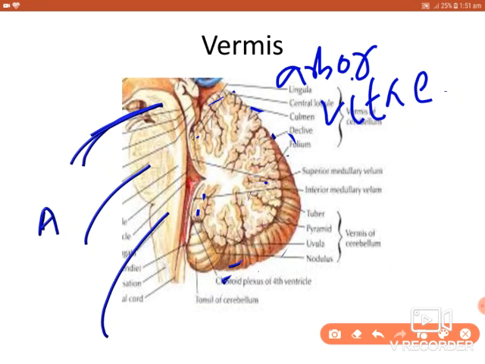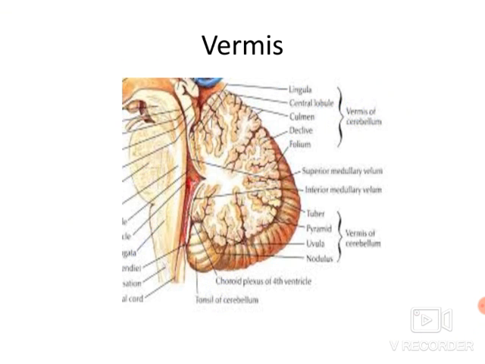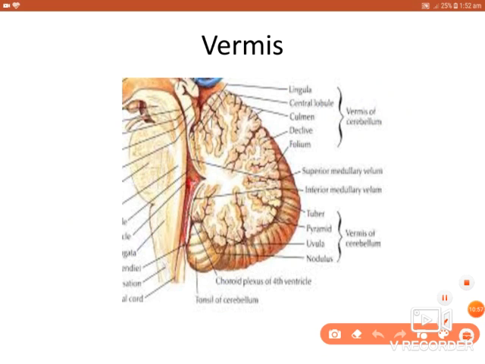Then coming to the parts of the vermis from above downwards: this is the lingula, the central lobule, the culmen, the declive, the folium, then there is a horizontal fissure, this is the tuber, the pyramid, the uvula, and this one is the nodule of the vermis. So these are the divisions of the vermis.